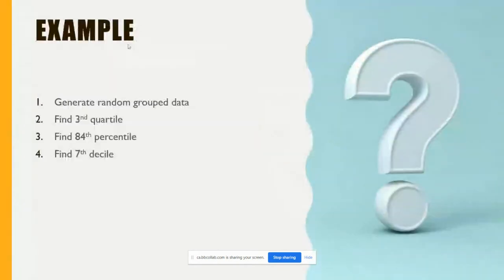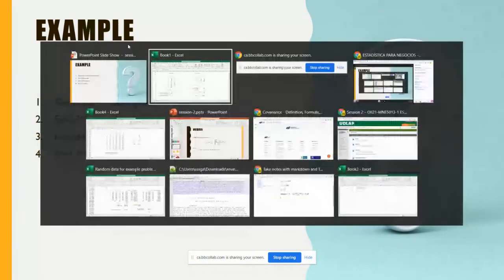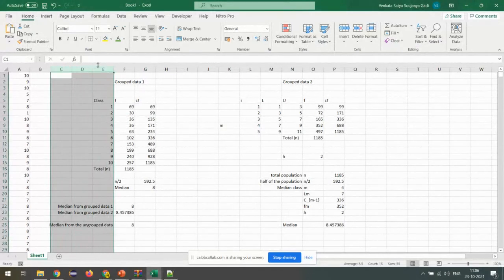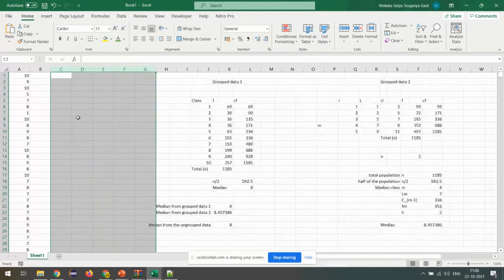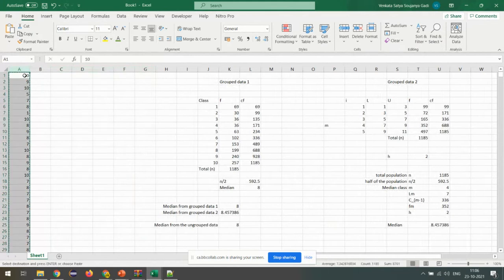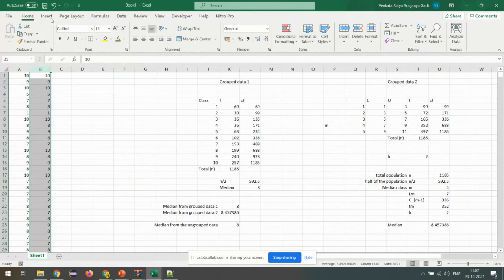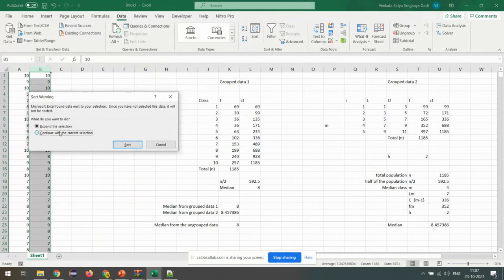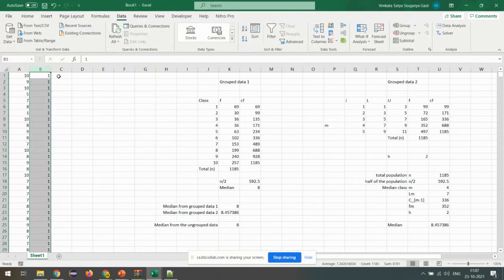So let us see quartiles through an example. How can we do that? Let's try to find out in this example. So this data we have here, let me paste it here again. Let me organize this data in ascending order. Okay, this data is in ascending order.